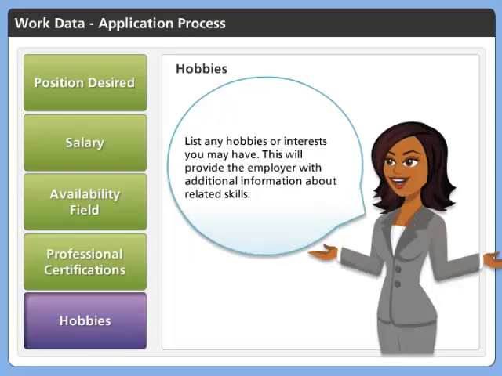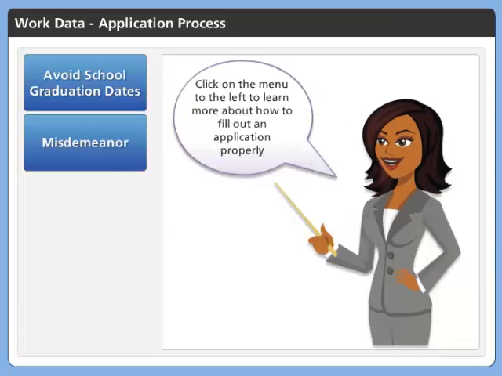Hobbies. List any hobbies or interests you may have. This will provide the employer with additional information about related skills. Click on the menu to the left to learn more about how to fill out an application properly.